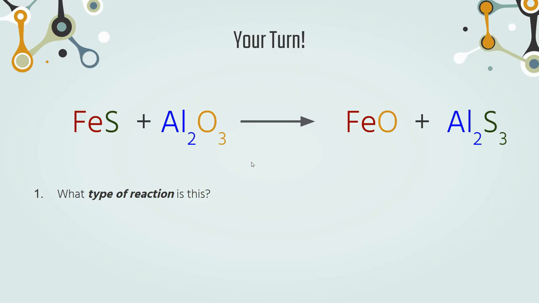So this is an example of a double replacement because Fe and Al both switch their partners. Instead of FeS, we have Al2S3. Instead of Al2O3, we have FeO. So because we have 2 new groups, we have a double replacement reaction. And that is the EdPuzzle quiz on types of chemical reactions.